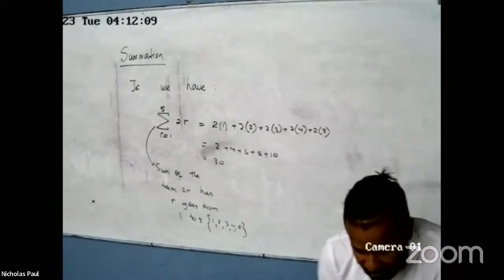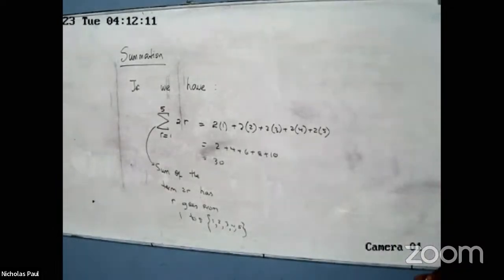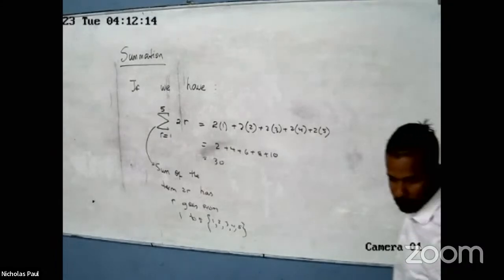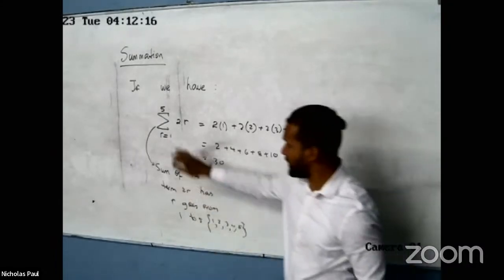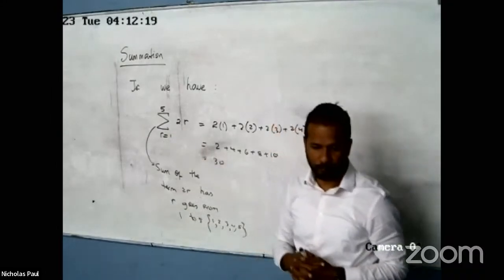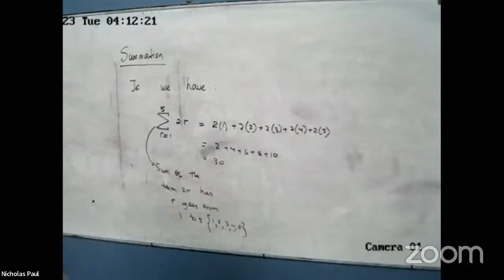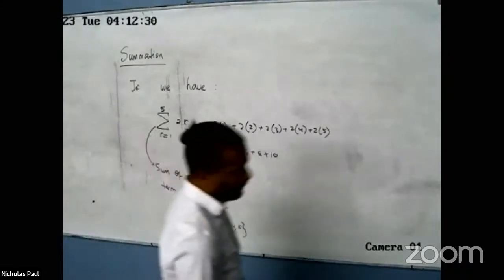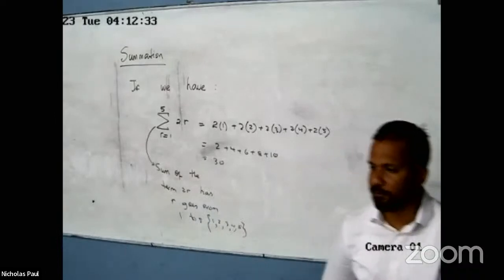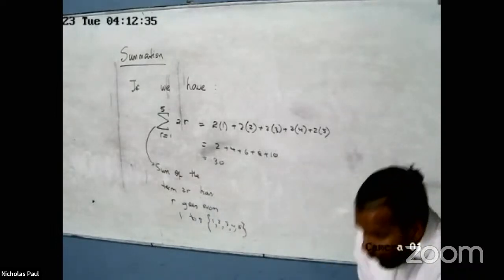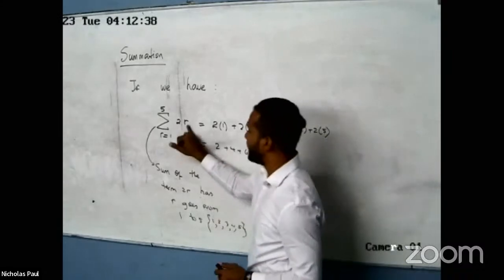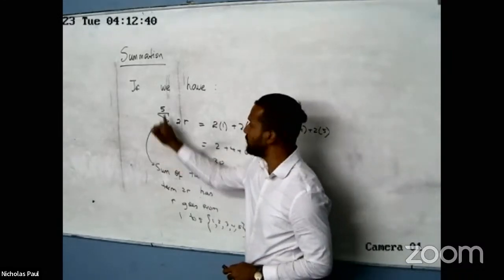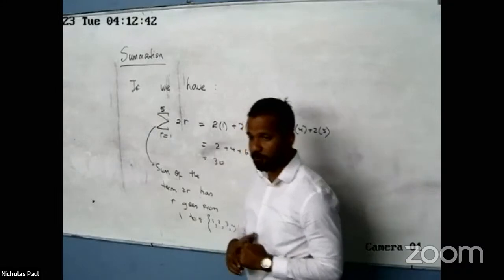Online, are you okay with that there, Faraj? You understand the summation, right? So you have the summation of 2R as R goes from 1 to 5. All we're doing is simply replacing R with all the integers from here to here. That's okay?